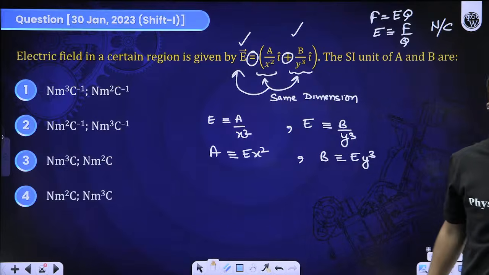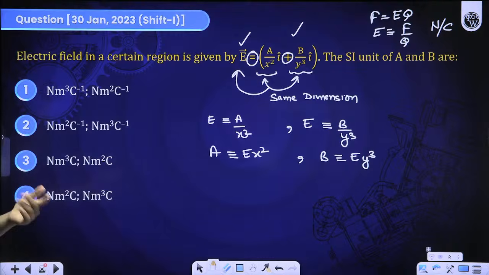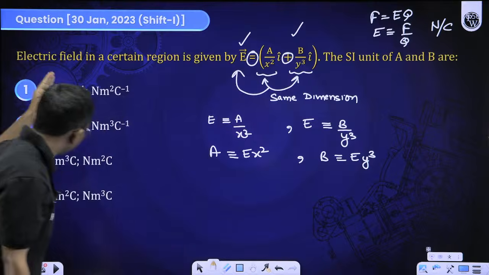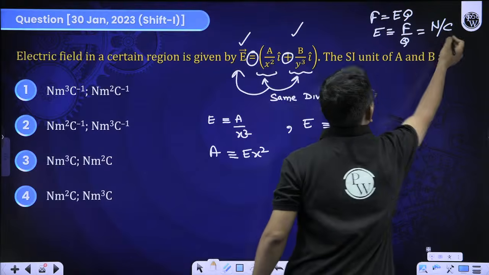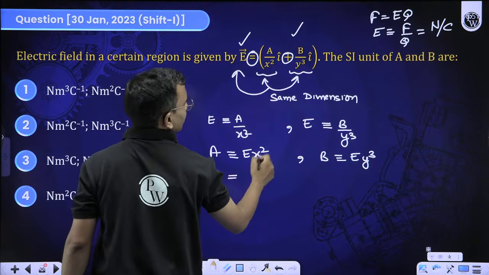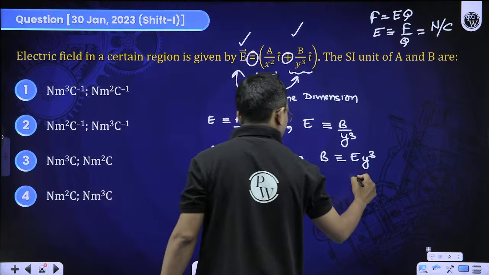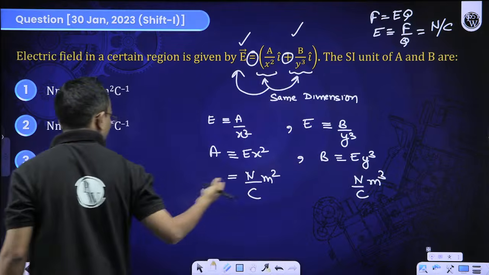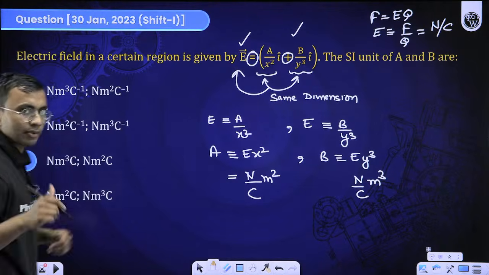Don't say, sir, why are you using Coulomb, why not ampere, because ampere is the fundamental unit? Because in the options I can see Coulomb is there, therefore I am writing that in terms of Coulomb. Okay, put the units here. Unit of E, Newton per Coulomb. X square, meter square. Similarly, E, Newton per Coulomb. Y cube, meter cube. So that is Newton meter square per Coulomb and Newton meter cube per Coulomb. Clear?